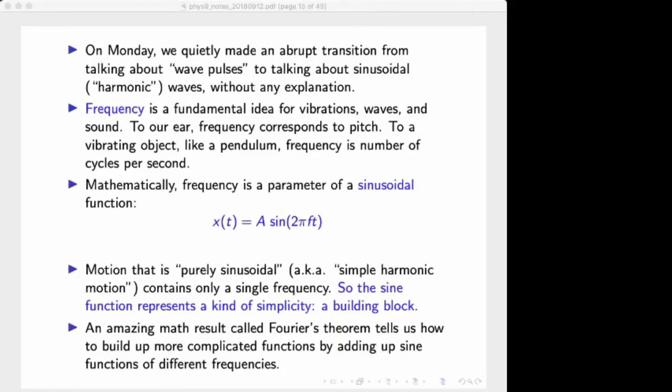What I was just playing for you a moment ago were a sine wave and a triangle wave and a square wave of a given frequency. So frequency is a fundamental idea for vibrations, for waves, for sound. To your ear, frequency corresponds to pitch. For a vibrating object like a pendulum, frequency is the number of cycles per second.